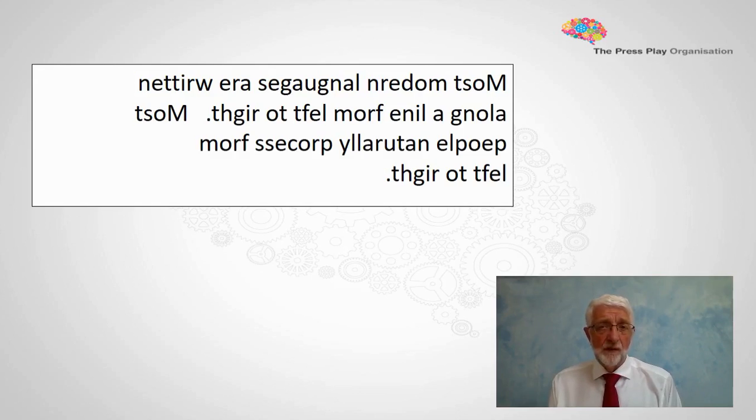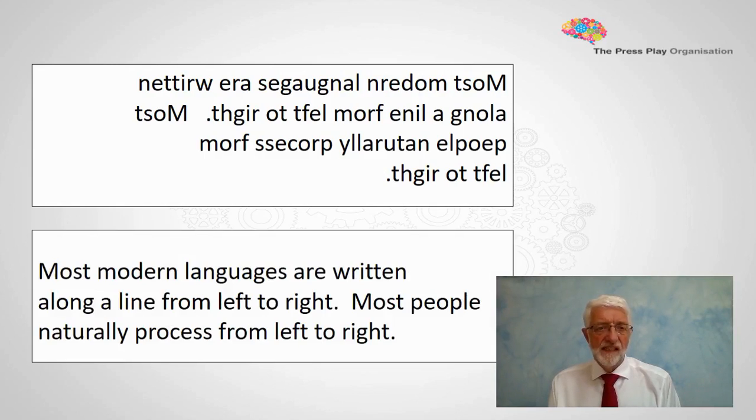But look at this sentence here, and I want you to read it as a right to left reader would read it. Most modern languages are written along a line from left to right. Most people naturally process from left to right. And that was hard to do compared to this way when it's written in a normal way. But someone who looks at that normally and processes right to left would have difficulty reading that in the same way you have difficulty reading the top one.